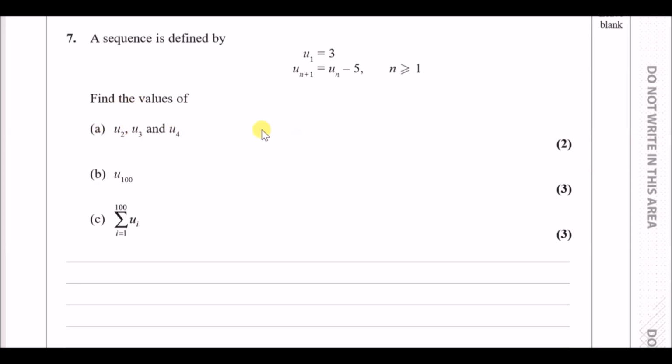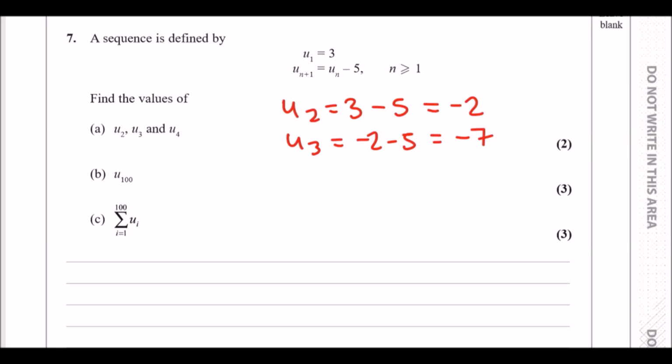Alright, let's do it. To find u2, we're just going to plug u1 back in. Since we know that u1 equals 3, it's going to be 3 minus 5, and that's just going to be minus 2. So that's our u2 value. Then for the next one, u3, we plug u2 back in, so minus 2, and then follow the sequence, minus 5. That's going to give us minus 7. Doing the same for u4, you plug u3 back in, so it'll be minus 7, and then subtracting 5 will give us minus 12. That's it, guys. That's A done.